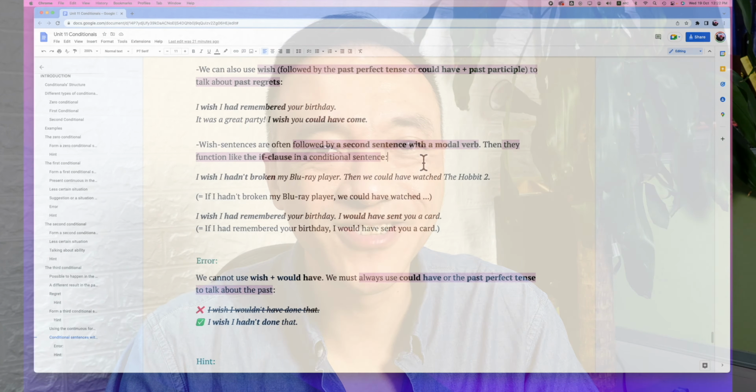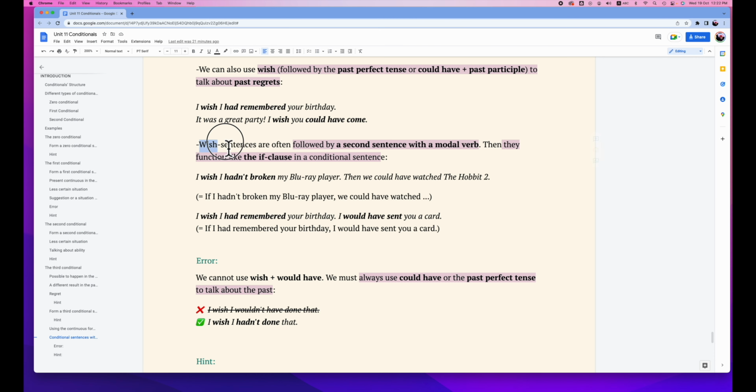Then how about using the wish sentence to function as part A? Let's take a look. The wish sentence is often followed by another sentence with a modal verb. Then the wish sentence functions like the if clause in a conditional sentence. Let's take a look. I wish I hadn't broken my Blu-ray player. Then we could have watched The Hobbit 2.